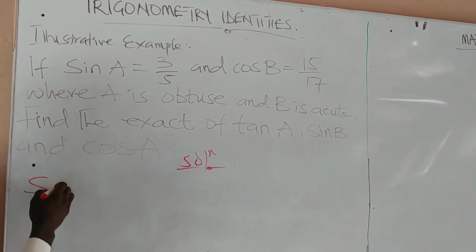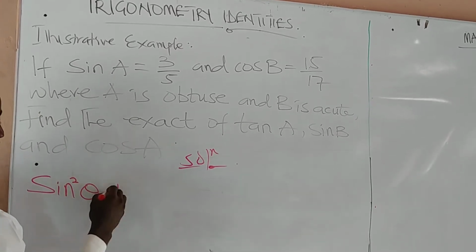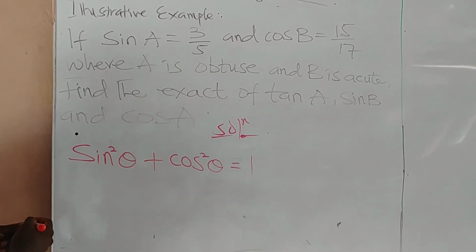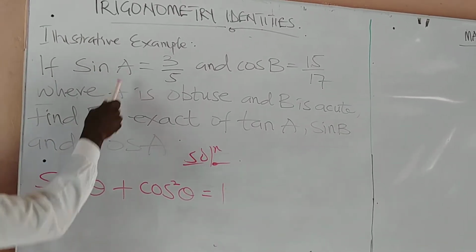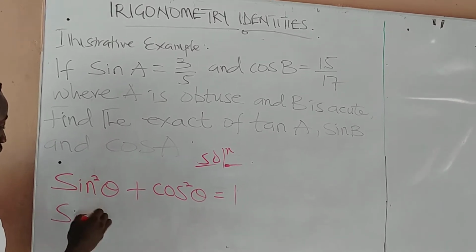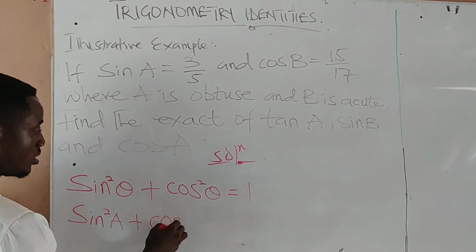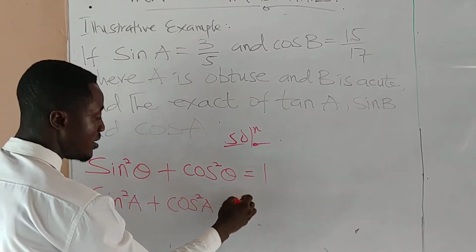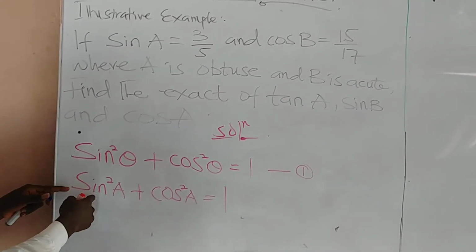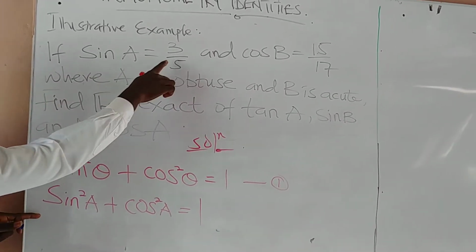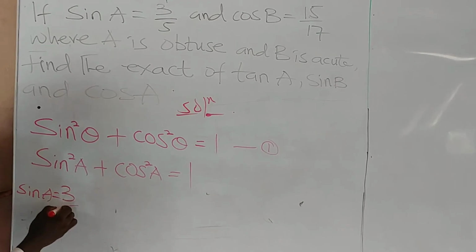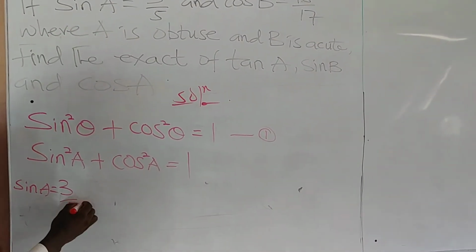We say that sine theta squared plus cos theta squared is equal to 1. This time around, the angle is A, not theta. So sine A squared plus cos A squared should give us 1. Good. Now, what is sine A? Sine A is 3 out of 5.